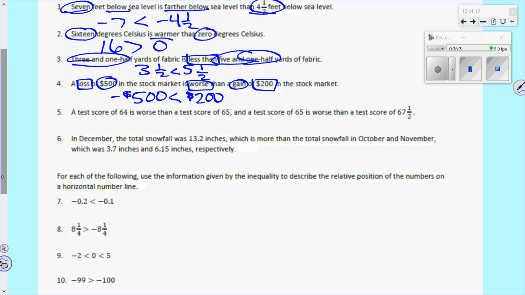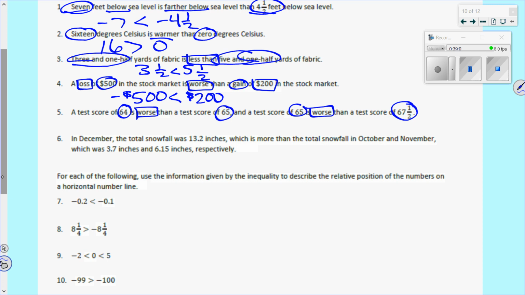Okay. Here's why I wanted to get to this, because we don't have to limit our inequality statements to just two numbers. We can actually string inequality statements to show a relationship among multiple numbers. So a test score of 64 is worse than a test score of 65. A test score of 65 is worse than a test score of 67.5. So I can now make just one inequality statement that includes all of these numbers.